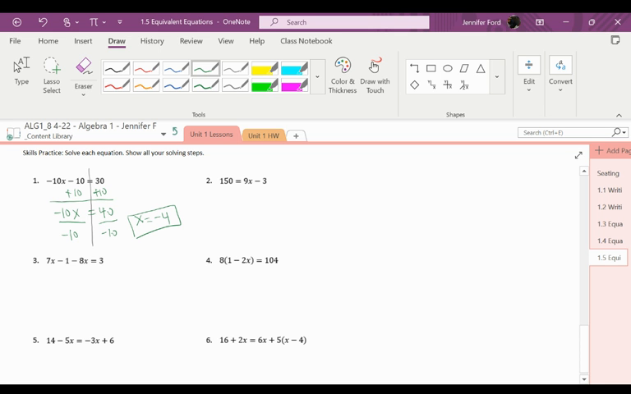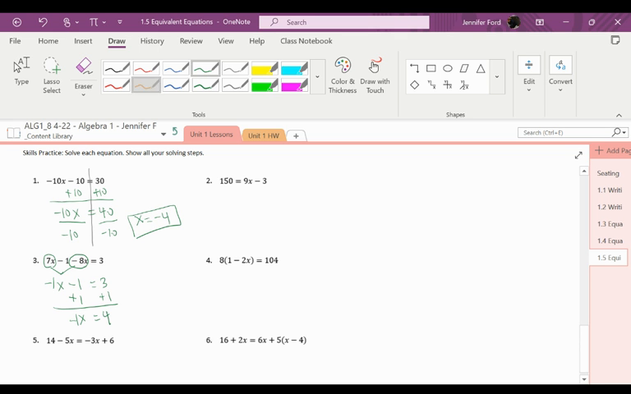Number 3. I do see some like terms. Don't forget that negative is part of the term. So 7x minus 8x. It's going to be negative 1x. And then I still have this minus 1 equals 3. Add 1 to both sides. So negative x or negative 1x, they're the same, is 4.